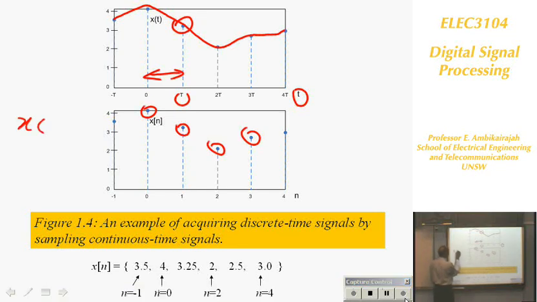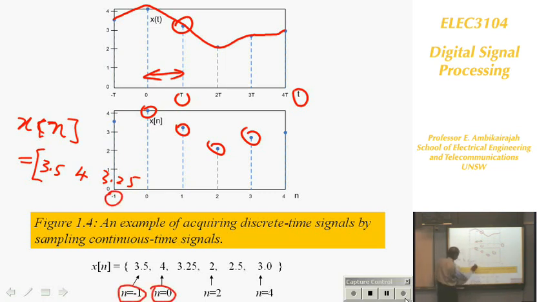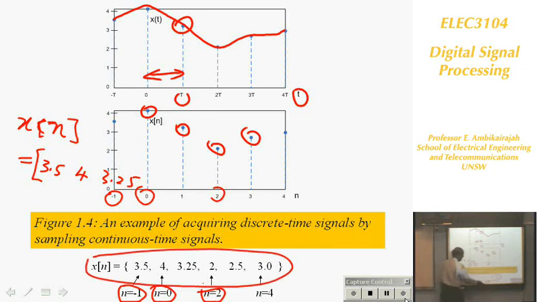What's going to give me x[n] is going to be, the values are: the first value is 3.5, my second value is 4, my third value is 3.25, and so on. The first value occurs at n equal to -1. Second value occurs at n equal to 0, and n equal to 2 is here, and so on. That's how you represent a discrete signal. Instead of drawing a picture, you can represent it like that, as a sequence. A sequence is a discrete signal.